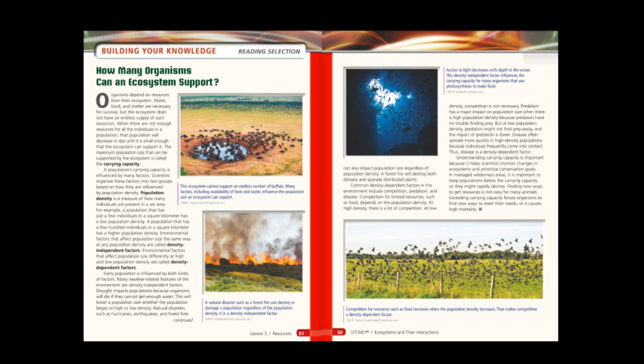Understanding carrying capacity is important because it helps scientists monitor changes in the ecosystem and prioritize conservation goals. In managed wilderness areas, it is important to keep populations below the carrying capacity, or they might rapidly decline. Finding new ways to get resources is not easy for many animals. Exceeding carrying capacity forces organisms to find new ways to meet their needs, or it causes high mortality.